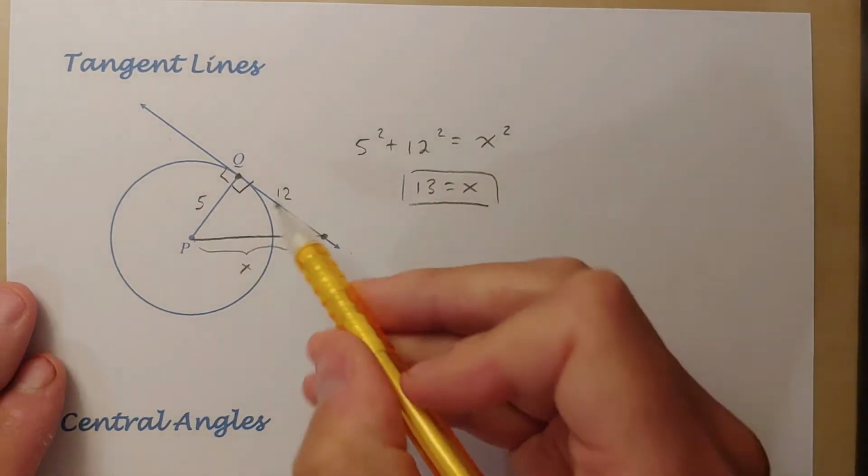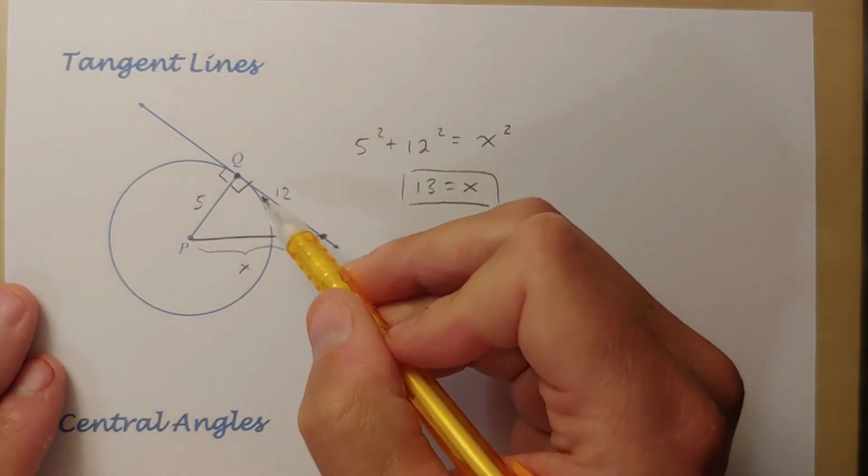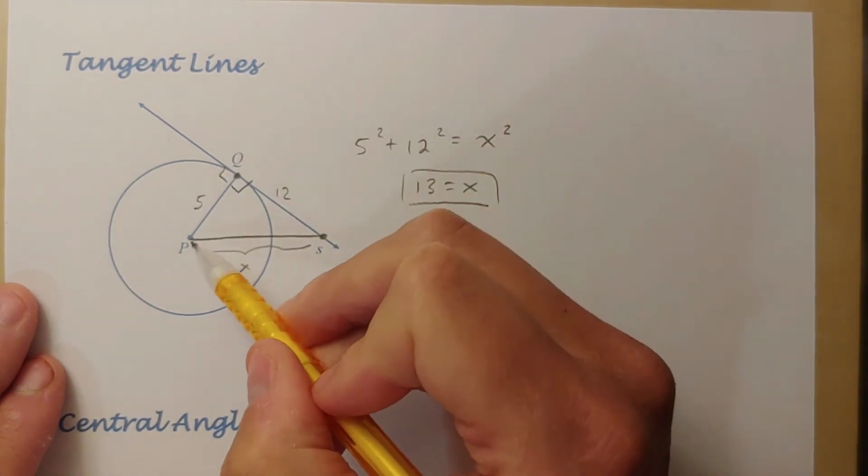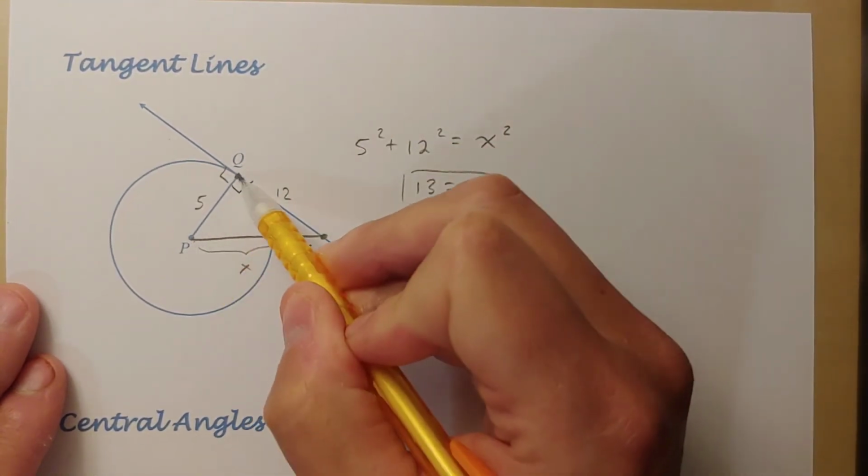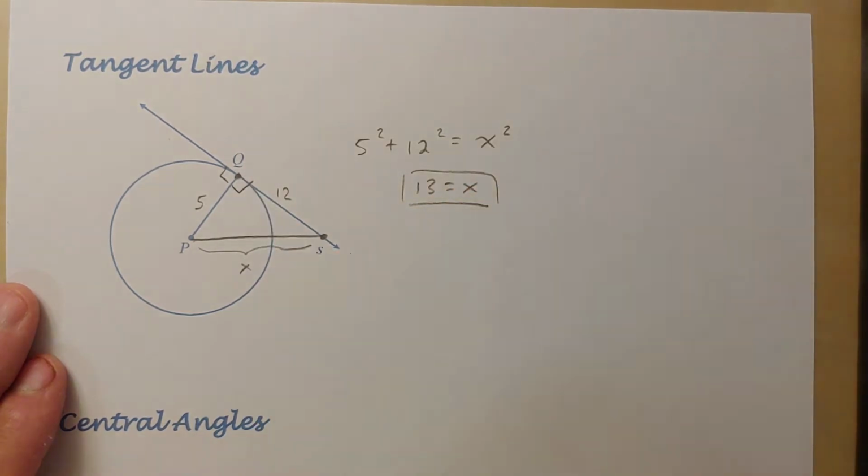Okay, so when you see a tangent line, what I want you guys to be thinking of in these diagrams is that the radius that connects to that point of tangency will always make that nice right angle there. Okay.